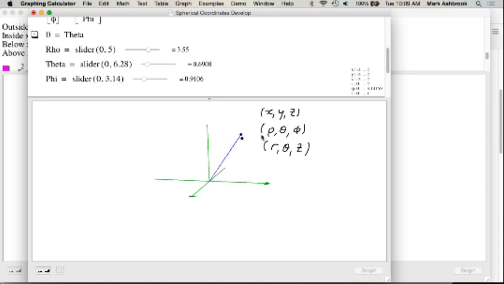So the z coordinate of this is, how would you describe the z coordinate of this? Just in general, the z coordinate of a point. Yeah, it's the distance from the xy plane. This is the z coordinate. X coordinate: distance from the yz plane. And then the y coordinate. So this is x, this is y, and this is z.